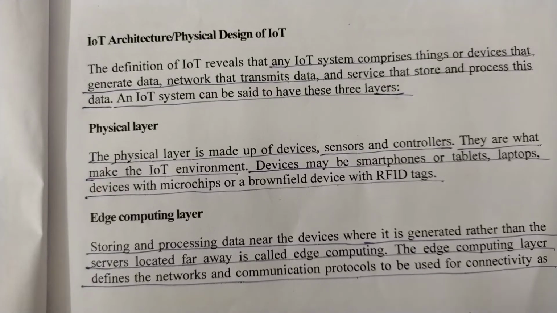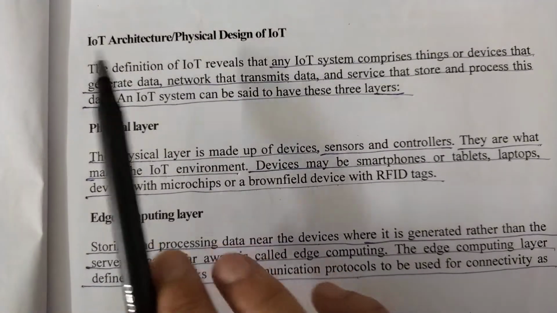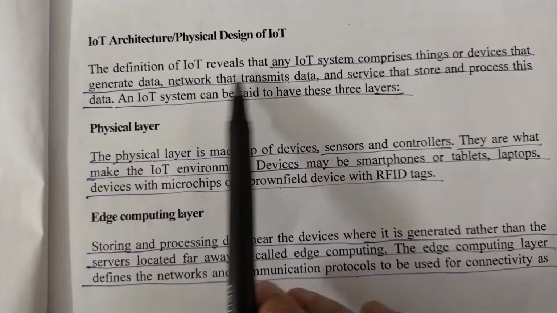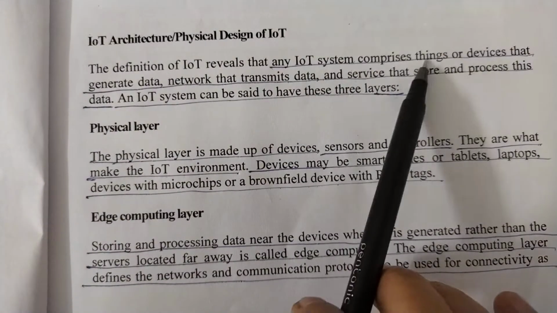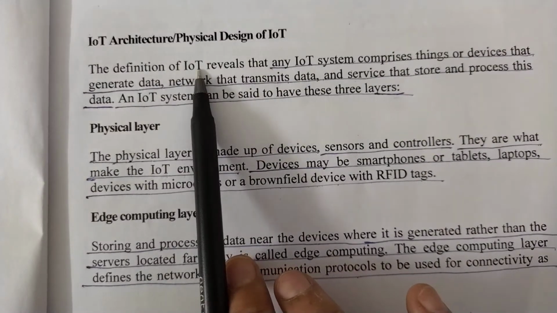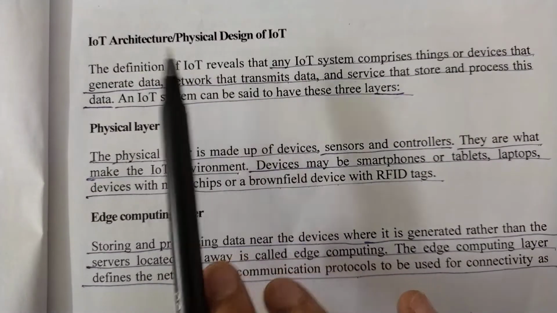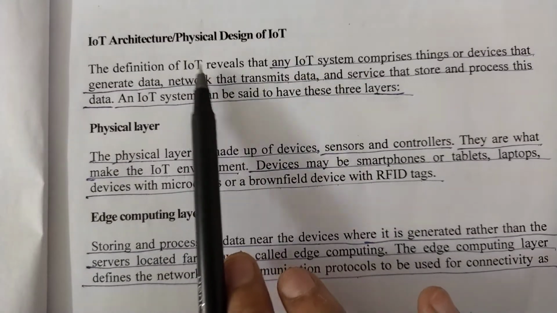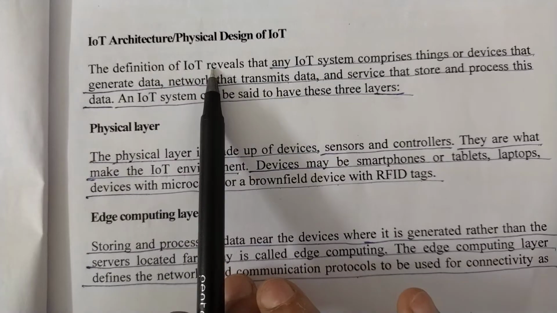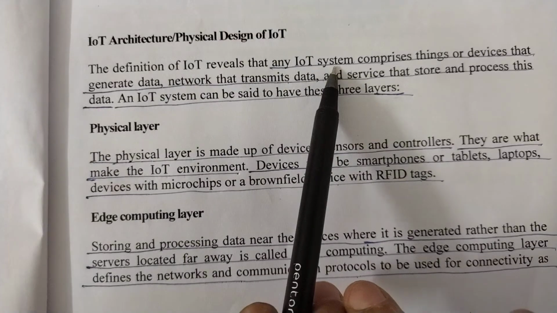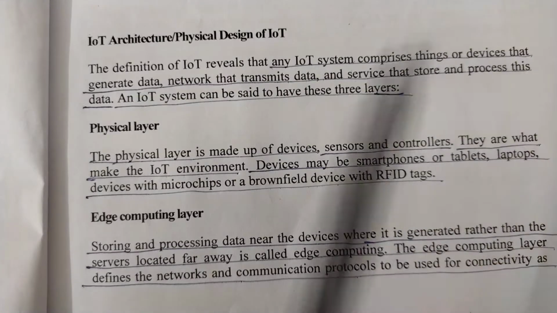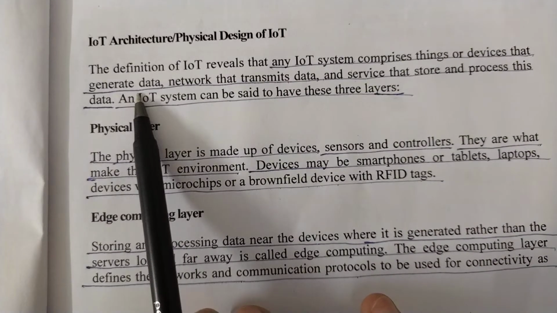Today we will see the physical design of IoT, or the IoT architecture as we call it. Now, any IoT system comprises things or devices, right? Because the name itself is IoT, that means Internet of Things, or devices as we call them. So the definition of IoT itself reveals that any IoT system comprises what? It comprises things or devices which are generating data.